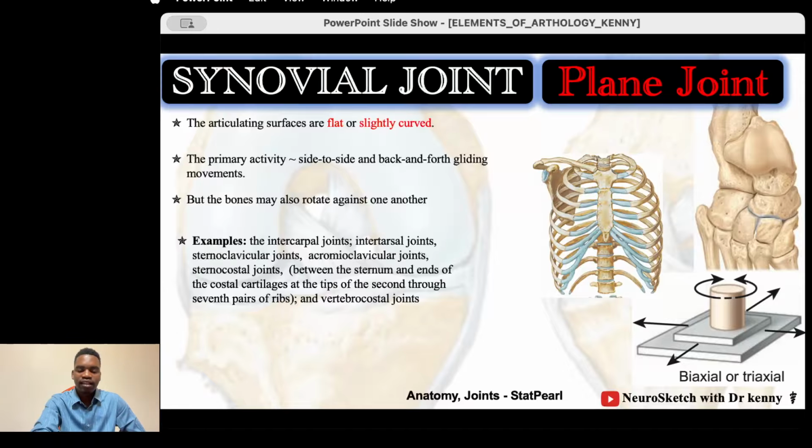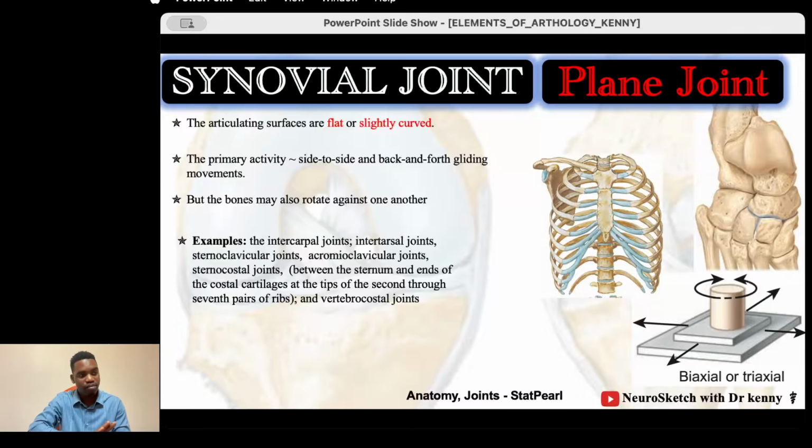So the primary activity of a plain joint is side to side movement. Side to side movement can be in this direction, or in this direction. That's why we say it can be biaxial or triaxial. The movements can be in these different planes, and also sliding movement. Sometimes the bones may also rotate, as you can see here, because they are flat. So we can have this movement.